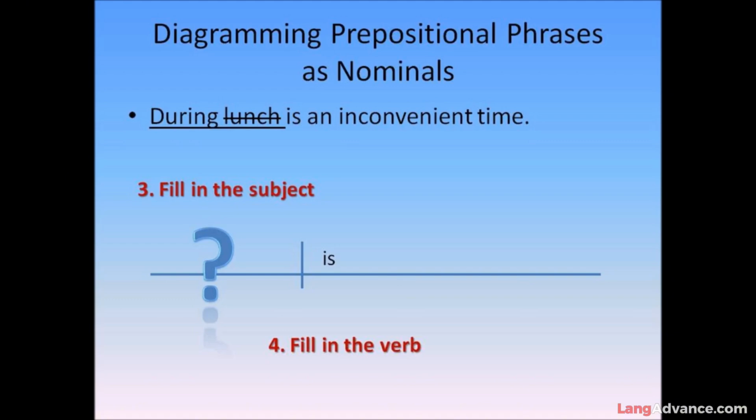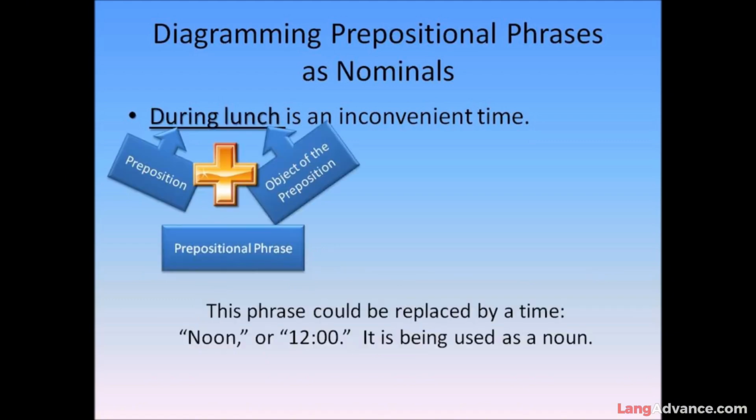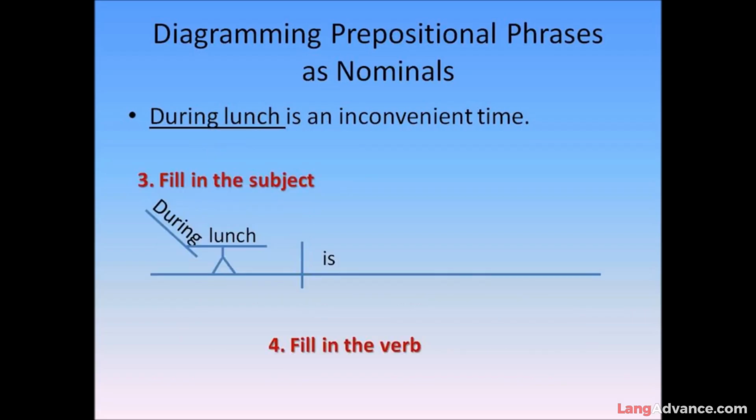Let's go back to the sentence. The phrase itself, the entire phrase, during lunch, could be replaced by a time, noon or 12 o'clock. Because it still makes sense when we replace it with that noun, we know it's being used as a noun. The entire phrase can be the subject of the sentence. Lunch is not the subject of the sentence. During lunch, the entire phrase, is being used as the subject of the sentence. So we fill it in as the subject on the prepositional phrase element.